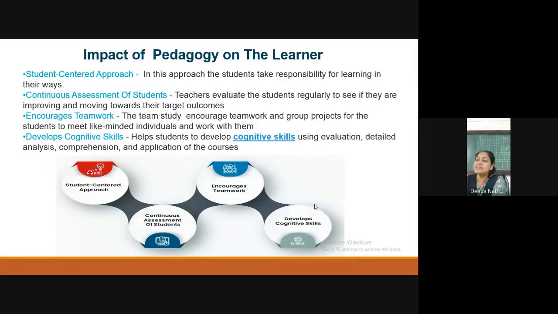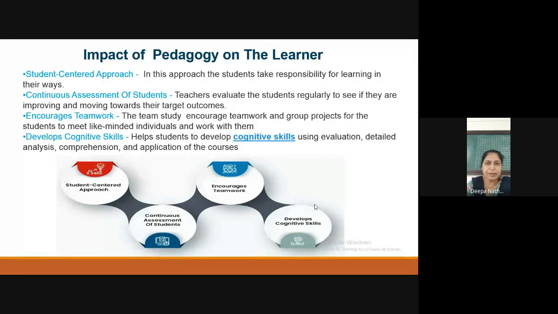Next, the impact of pedagogy on the learner. Now, what is the impact of the method selected on the learner? Up to now, we have looked at the teacher, how the teacher or facilitator delivers. What is the impact on the learner? First, if I select a student centric approach, the student takes responsibility for learning in their own ways. Student centric.